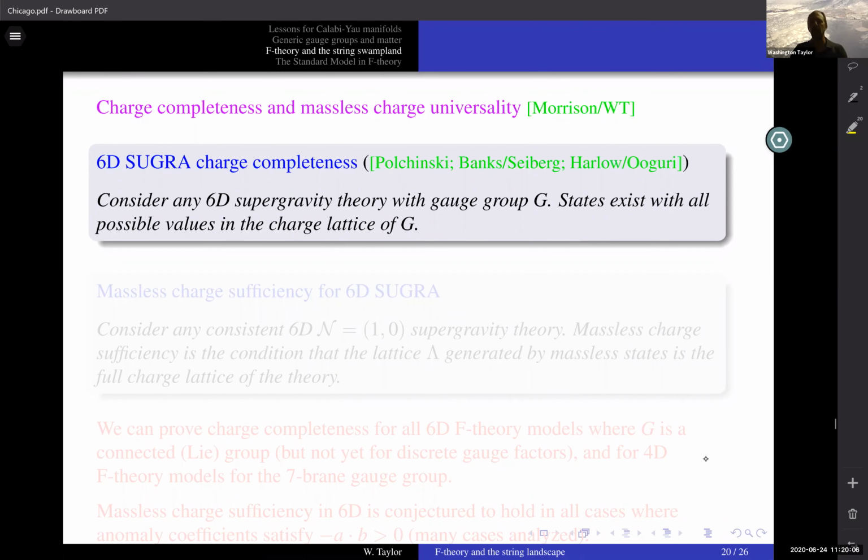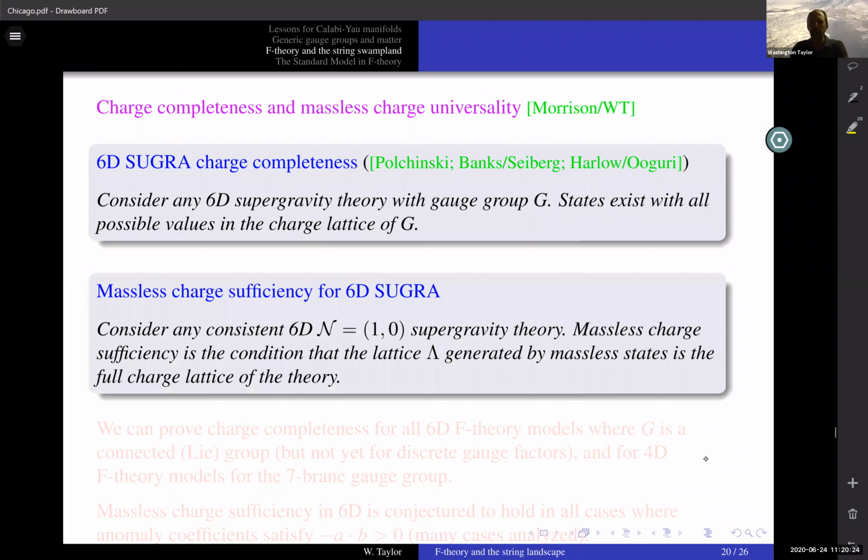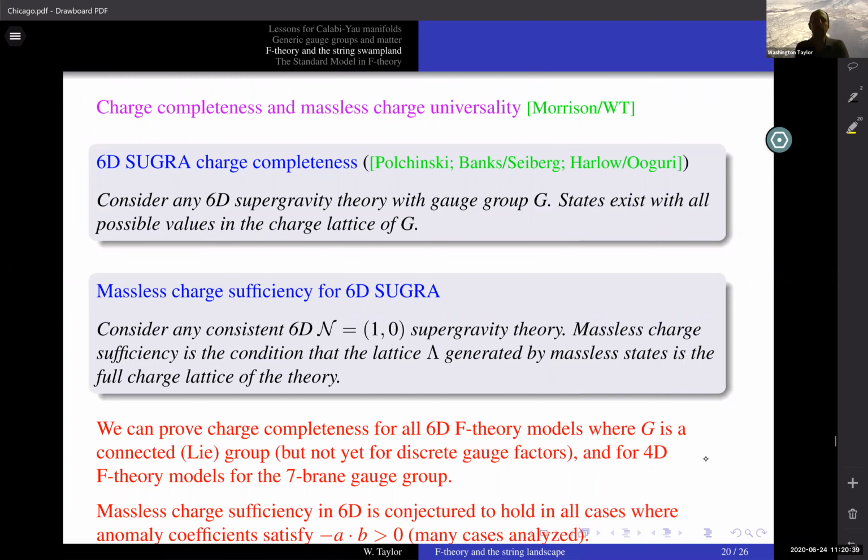So in this paper with Dave Morrison, we proved that from the point of view of F theory, but we also find a stronger condition, which is related to this funny U1 model with charge 2 that I mentioned. And that is, many theories in F theory, in fact most, satisfy a condition which I'll call massless charge sufficiency, which is the condition that the lattice generated by the massless states is already the full charge lattice of the theory. So in this paper, which will hopefully come out maybe even as soon as next week, we prove charge completeness for all the 6D F theory models where G is a connected Lie group, but we can't prove it for discrete factors. And we can prove it for the 7-brane part of the 4D theory from F theory.